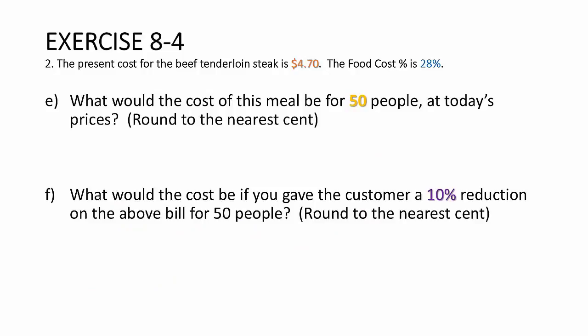And a couple of last little exercises. What would the cost of this meal be for 50 people at today's prices? Well, here's today's price, $26.79. We didn't go 5 months from now. We took today's price, multiplied it by 50, and we get $1,339.50. What would this cost be to the customer if we gave the customer a 10% savings for these 50 people?